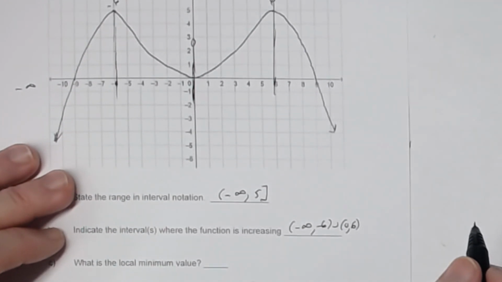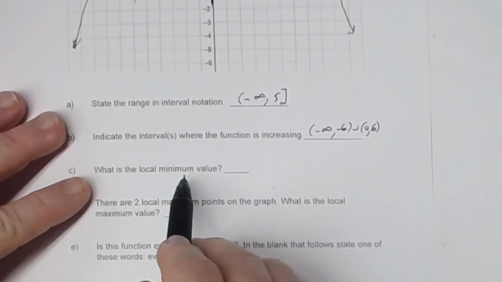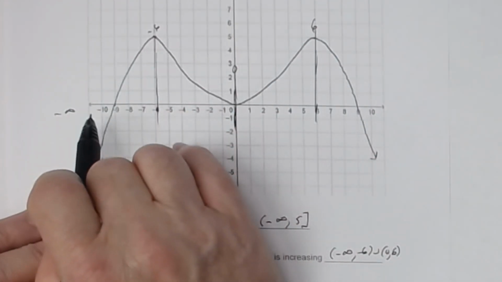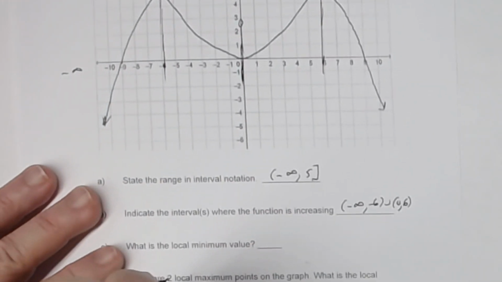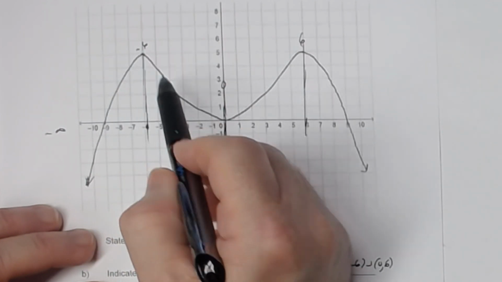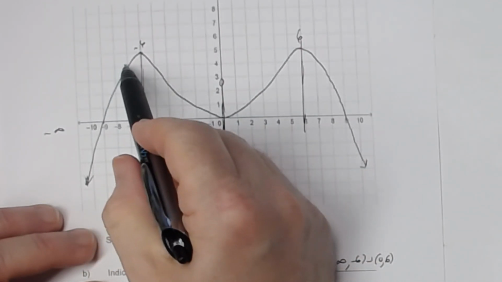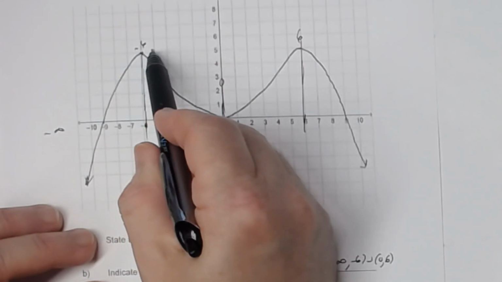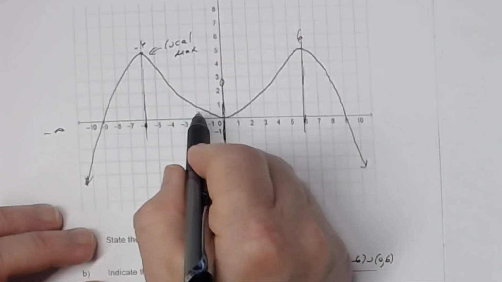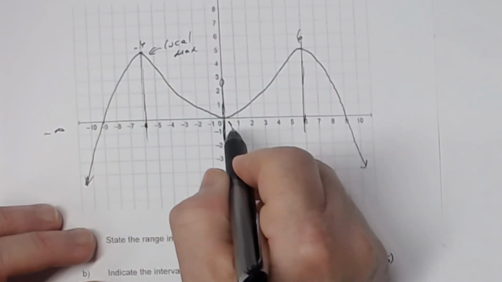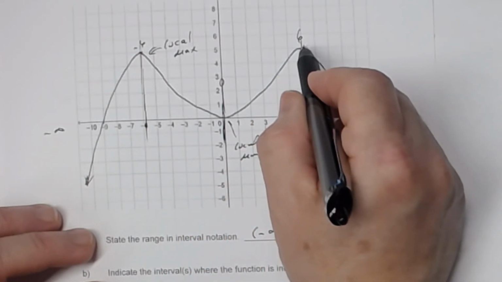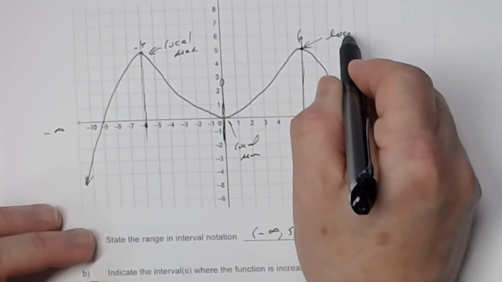Okay? And then what's the local minimum value? So remember, this is a continuous polynomial function, and so it's very easy to determine minimum and maximum points. That's where they go from increasing to decreasing or decreasing to increasing. So see where you go here from increasing to decreasing, this will be a local max. Then you go from decreasing to increasing, so this is going to be a local min. And then you're going from increasing to decreasing, so this point here will be a local max.